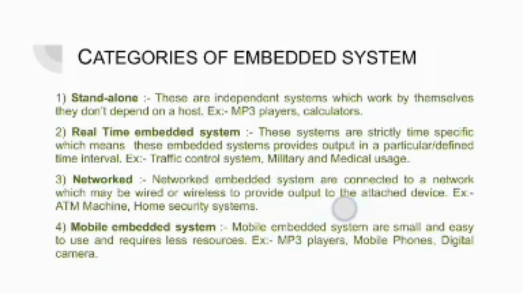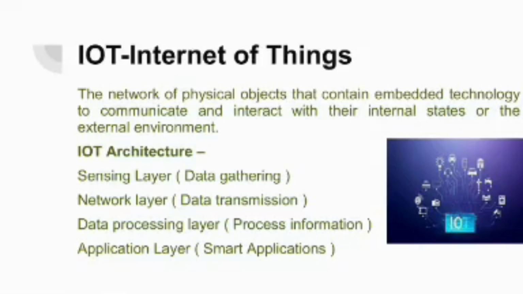Networked embedded systems are connected to a network, which may be wired or wireless, to provide output to the attached device. Examples: ATM machine and home security system. Mobile embedded systems are small and easy to use and require fewer resources. Examples are MP3 players, mobile phones, digital cameras.